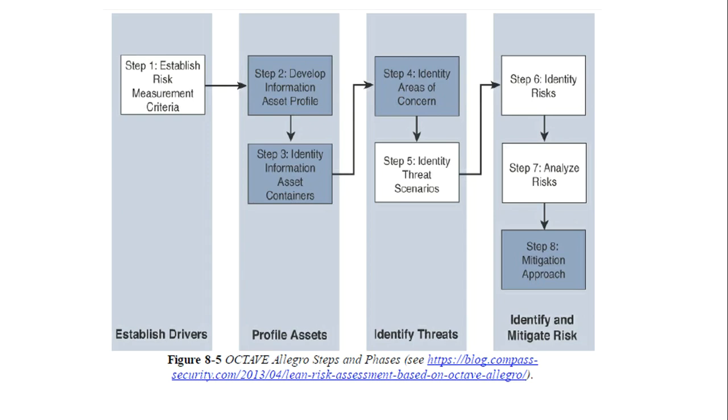So this is a complete diagram of the 8 steps. The first step is all about establishing the risk criteria, already seen in the previous slide. Next, there are certain profiles, asset profiles, you have to build. After that, you have to think about how I can identify the areas of concern and what different types of threats are possible. Then once I identify the risk, how can I analyze and mitigate it. So these are the 8 steps of the process. This diagram is taken from one of the websites.